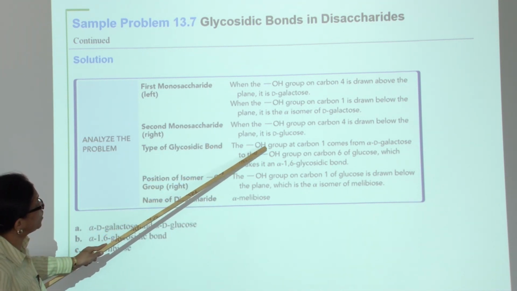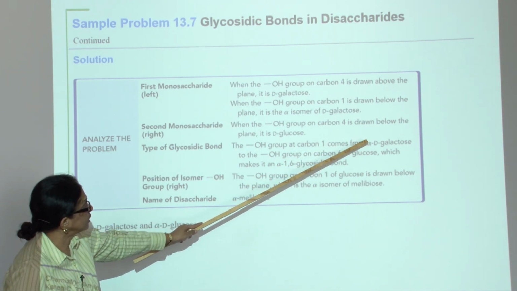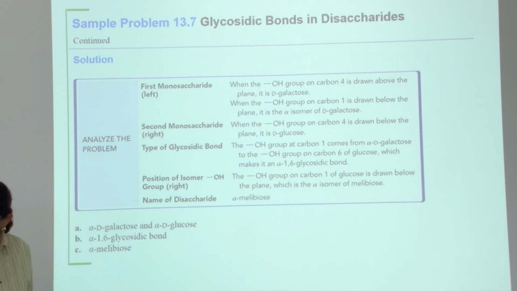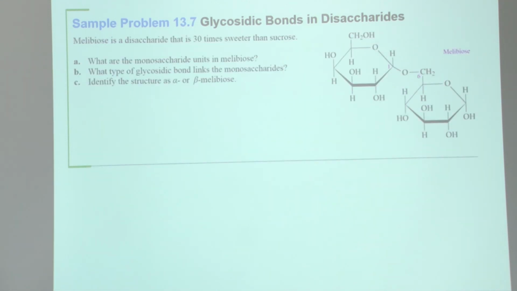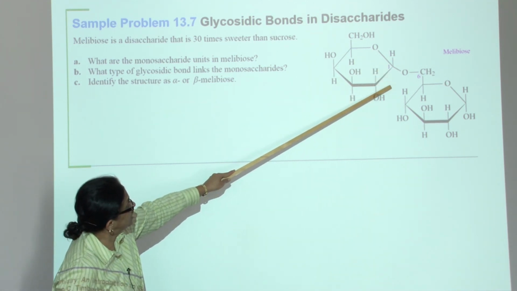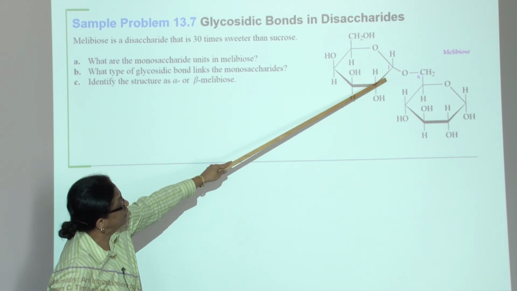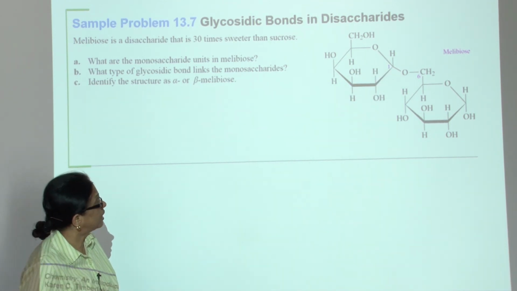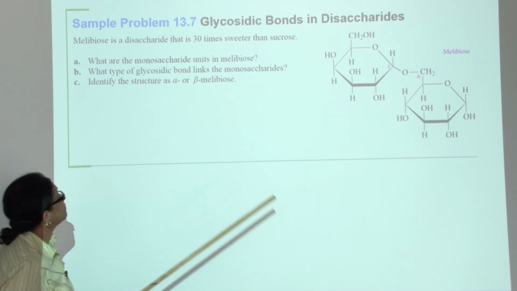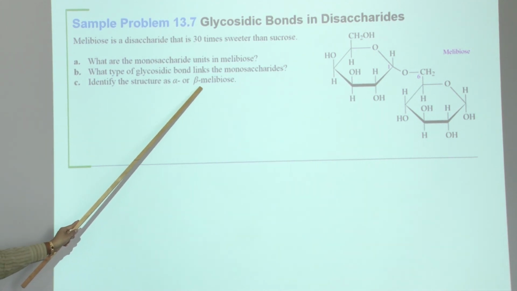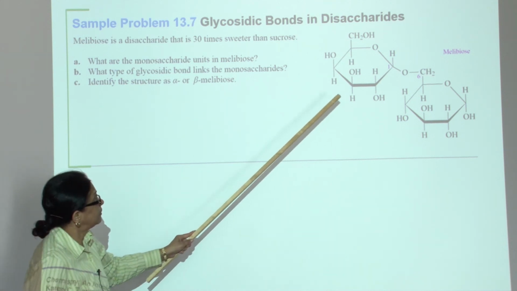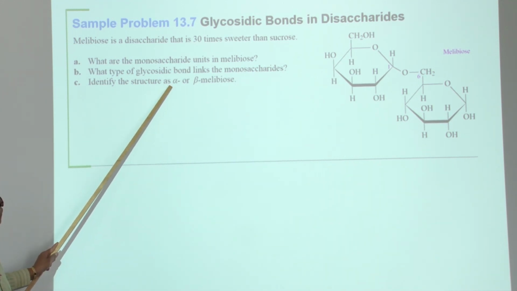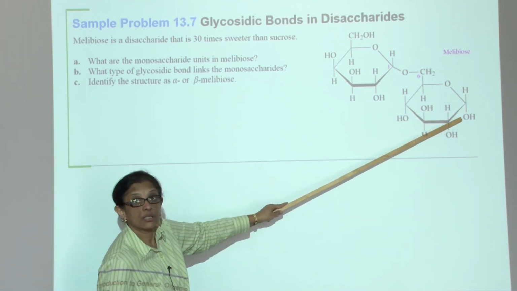Type of glycosidic bond: the OH group on carbon 1 comes from alpha galactose to the OH group on carbon 6 of glucose, which makes it an alpha 1,6 glycosidic bond. So alpha 1,6, let us see. The OH is at the bottom, the H is on the top. It is the alpha isomer. The first molecule is an alpha isomer. The second molecule also is an alpha isomer. So this is the alpha isomer of melibiose. So I'm going to say that the glycosidic bond is alpha 1,6, and the disaccharide isomer is an alpha isomer based on this OH below the plane.